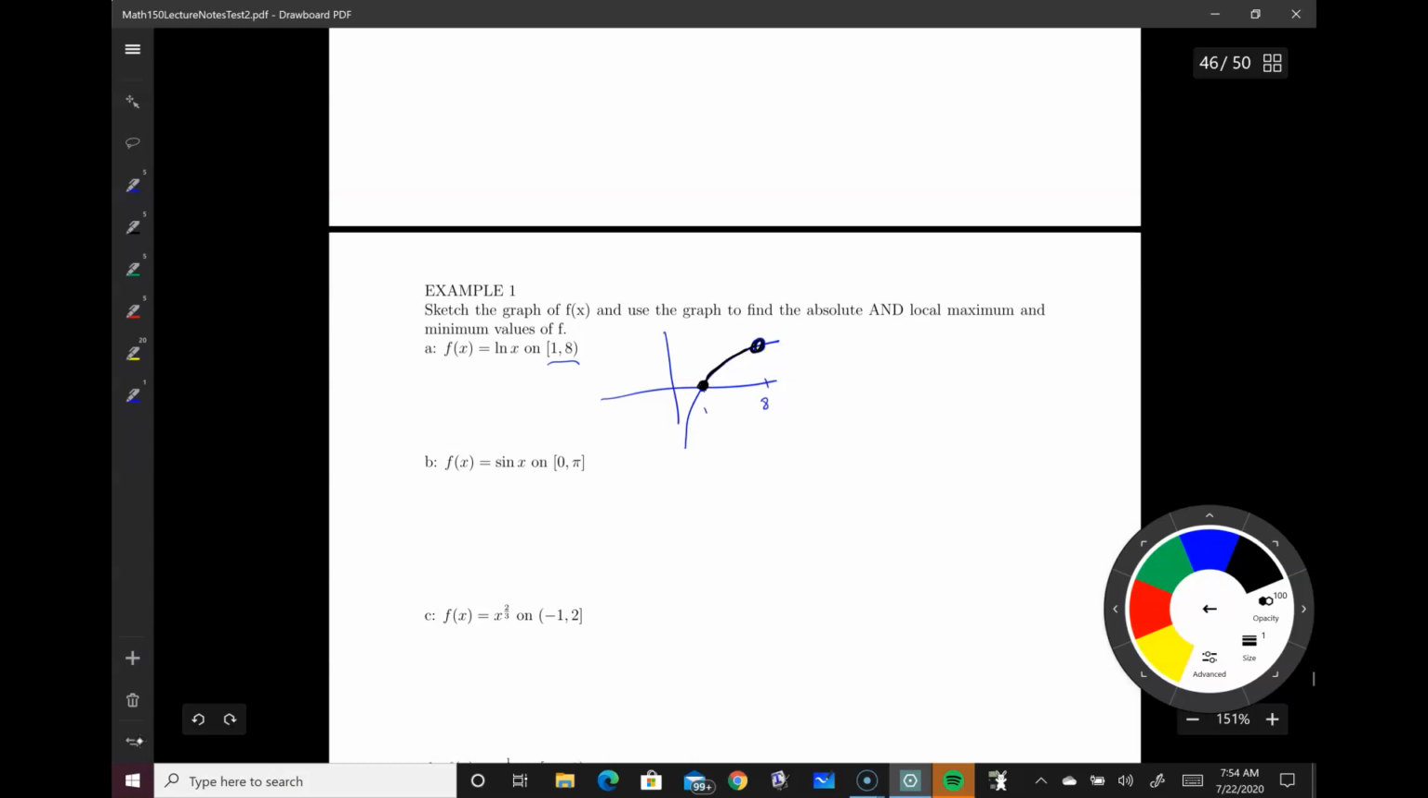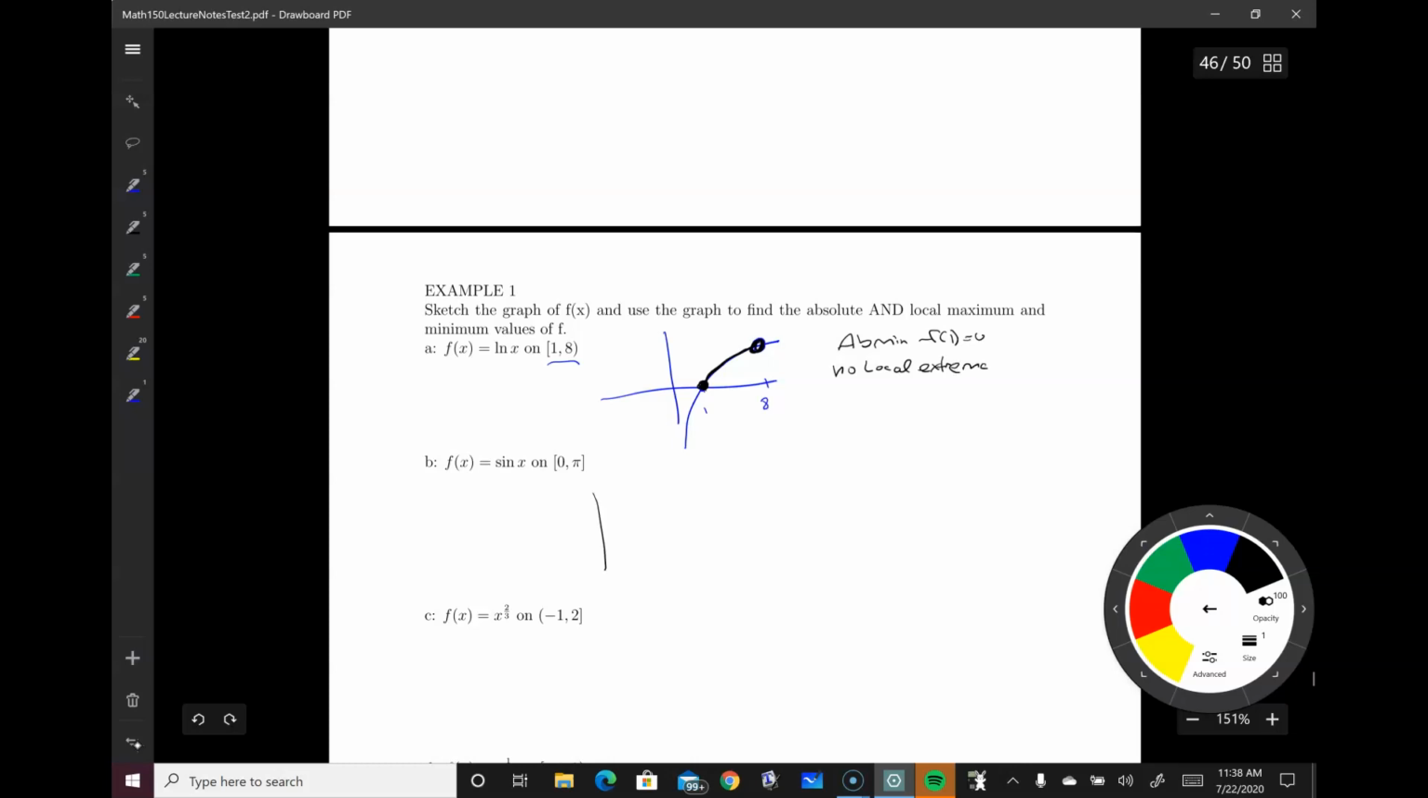All right, so I want to find the absolute and local mins and maxes. From looking at this part of the graph, I can see there is an absolute minimum at f of 1, the y value of 0. There is no absolute maximum because of this open hole here. It never reaches the highest y value. And there are no local extrema because there are no peaks or valleys.